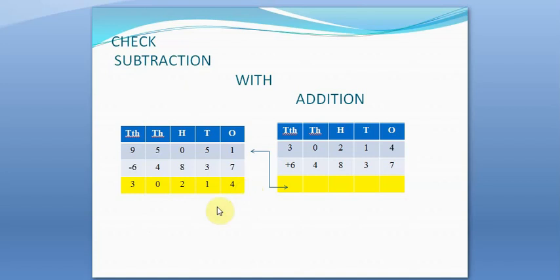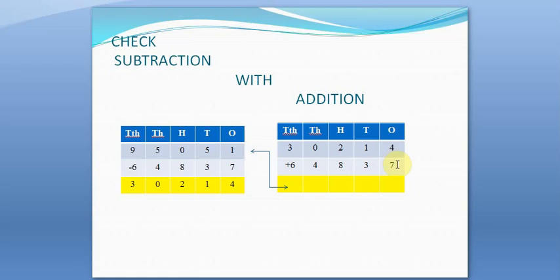4 minus 3 gives us 1. Again 0, we cannot subtract from it, so we'll get 10 there. 10 minus 8 gives us 2, and 4 minus 4 gives us 0. 9 minus 6 gives us 3. So now this is the answer, but is it right or wrong? How do we check? We'll write the answer on top, and the same number which we subtracted, which was taken away, we'll add. Let us see.